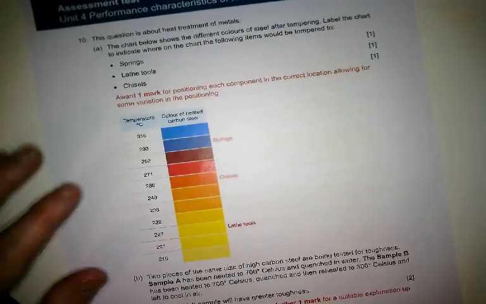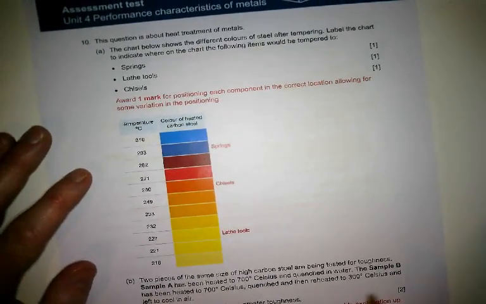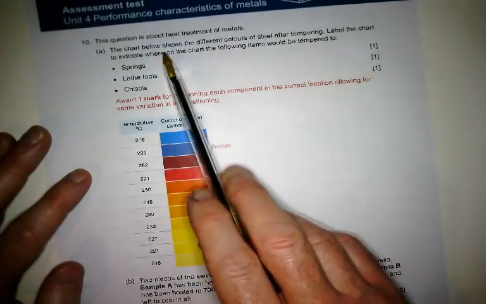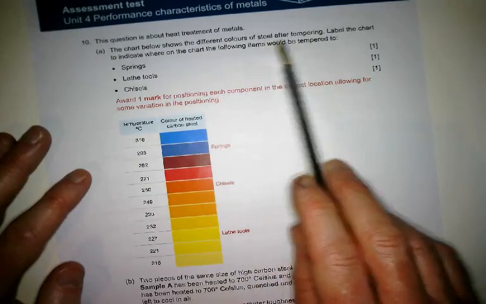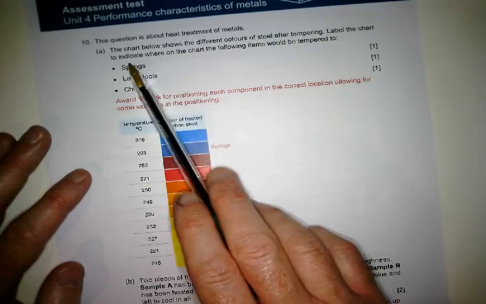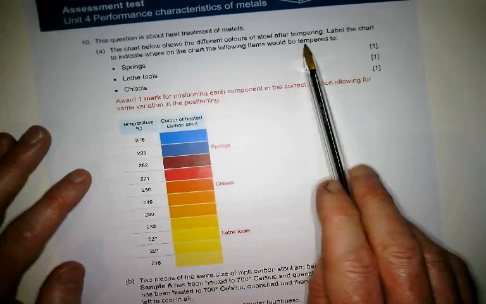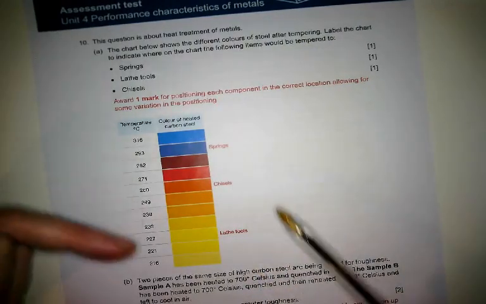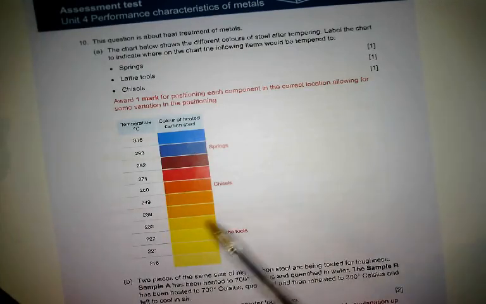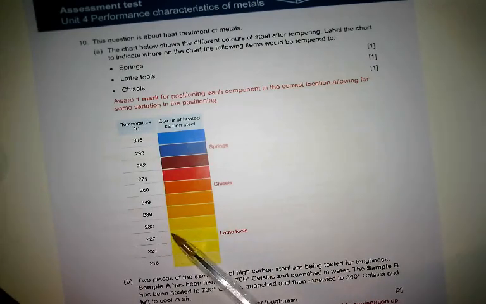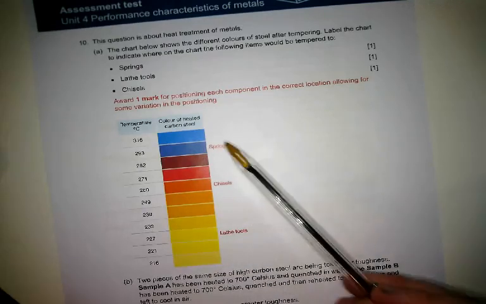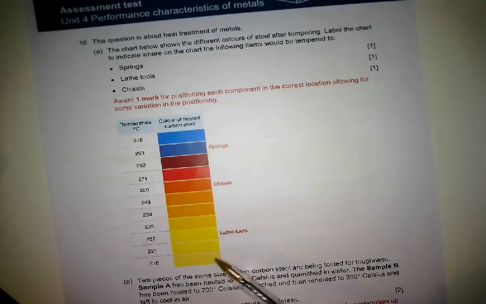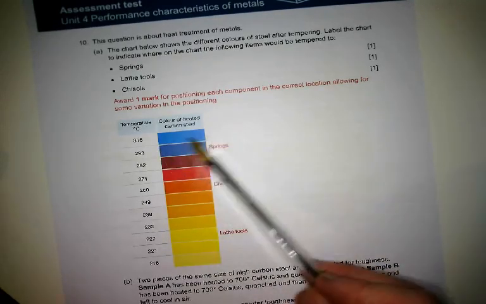Questions about heat treatment of metals. The chart below shows the different colours of steel after tempering. Label to indicate on the chart where the following items would be tempered to. For me, if you've got these in the right order, roughly in the right place, then that's fine. I wouldn't expect you to know exactly that it's 227, but if you've got these in the right order, so we're looking at hardness down here up to toughness up here. Chisels being bang in the middle need a best of both worlds.